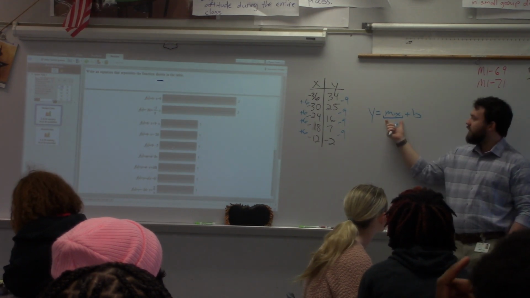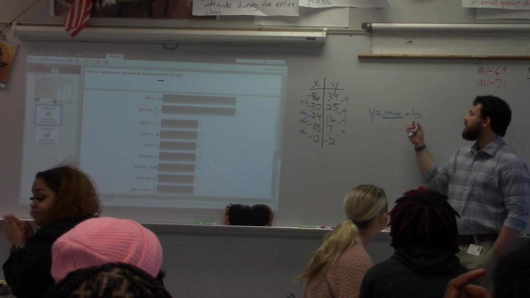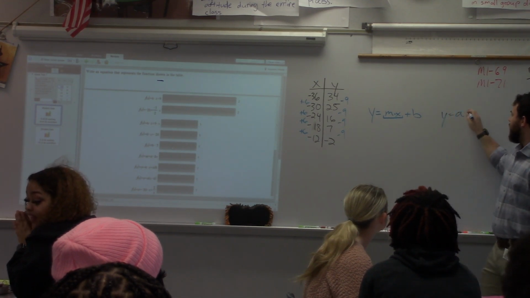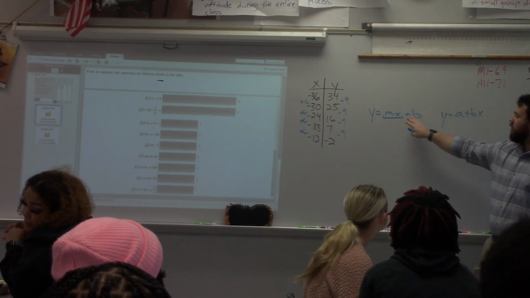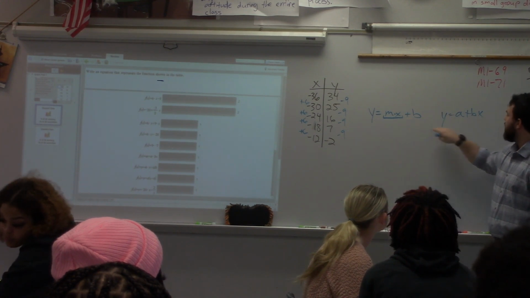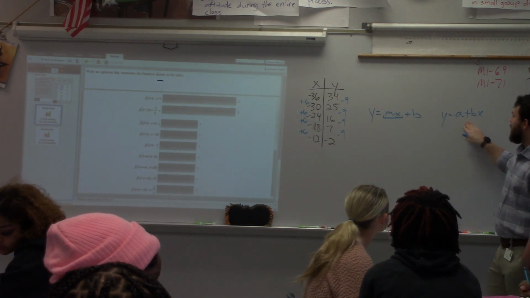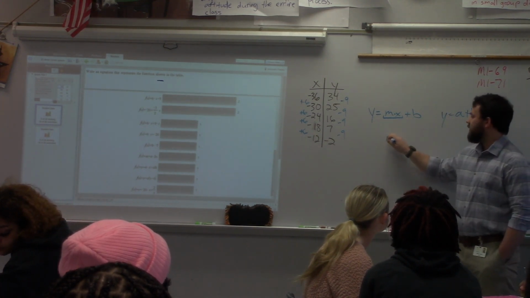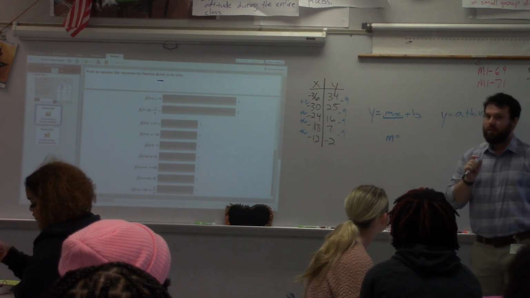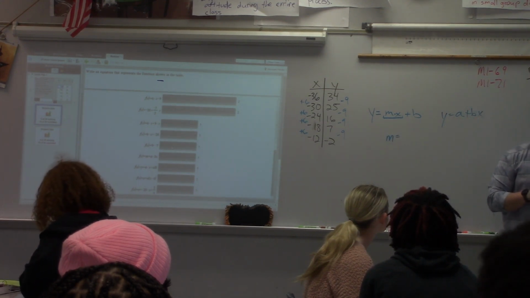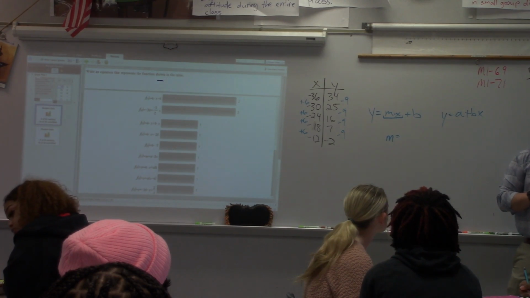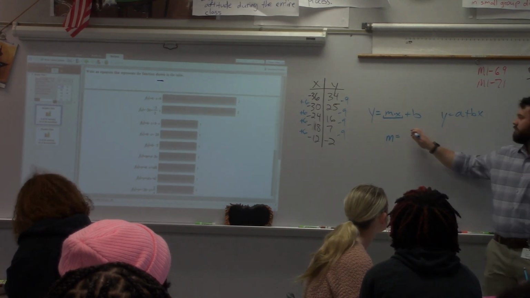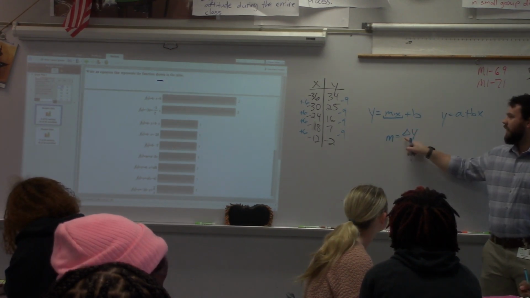But it's not just repeatedly adding. We have a starting value, which is why I do like the a plus bx. I know y'all are more familiar with this, so I usually use this. I like this one a little bit better. But how do I calculate that slope? This is something that a lot of y'all are forgetting here. How do I calculate that slope? Little triangle thing, that Greek letter delta.